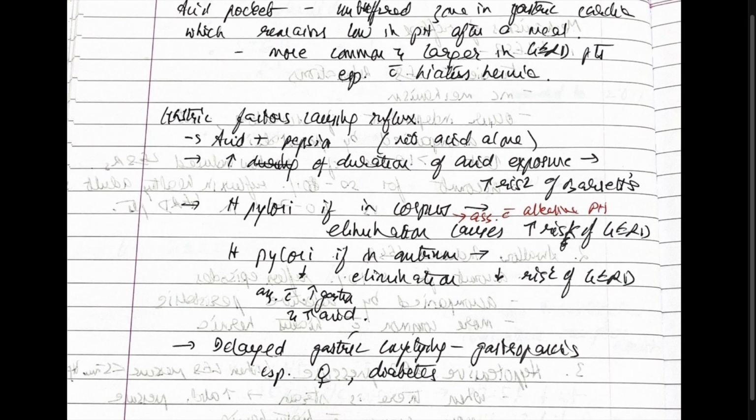Acid pocket. This is the unbuffered zone in the gastric cardia which remains low in pH after a meal. This is more common and larger in a GERD patient, especially with a hiatus hernia.